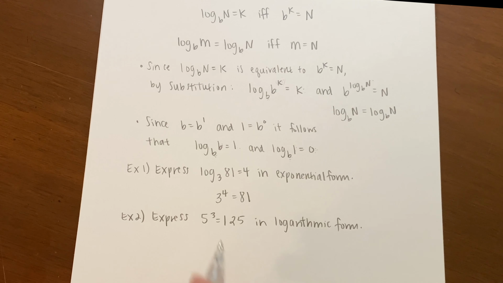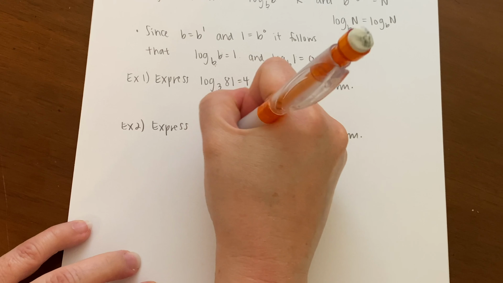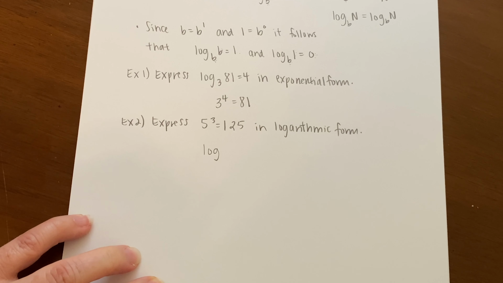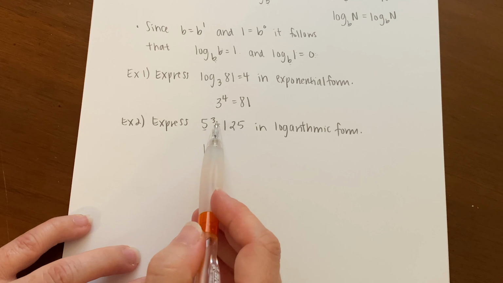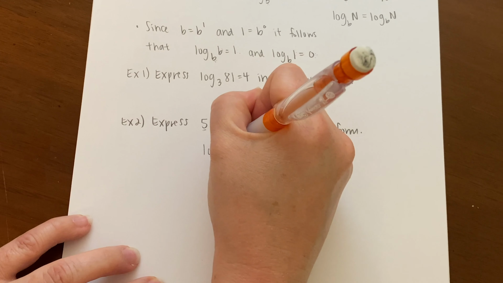All right, so this time it's in exponential form. We're going the other way. We're going to write it in logarithmic form. Well, if you're writing something in logarithmic form, you have to have a log. So start with that. Start with your log. Then what's next? You need a base. Where do you find a base? The base is always the thing that's holding everything down. So the base is the 5.